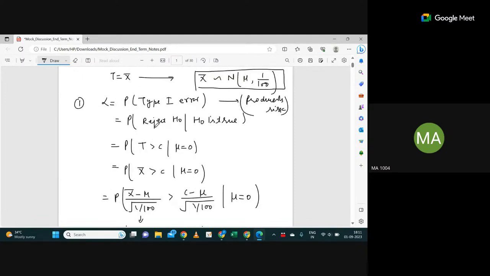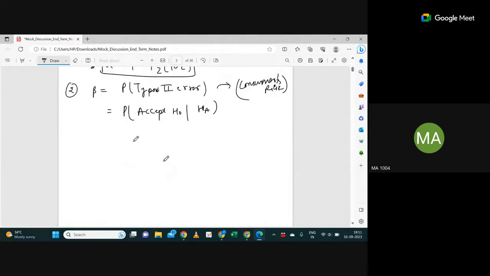Now, I'm going to reject my null hypothesis when x bar is greater than c. Then when will I accept it? When x bar is less than or equal to c, given that H1 is true, and H1 is given to us as mu equal to 1, if I'm not wrong.